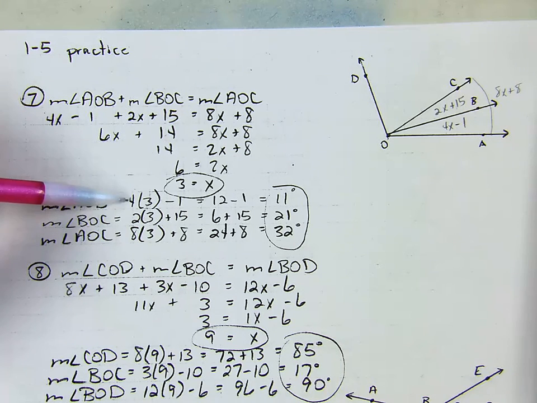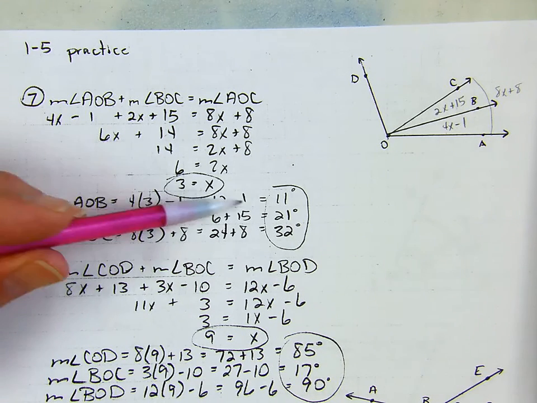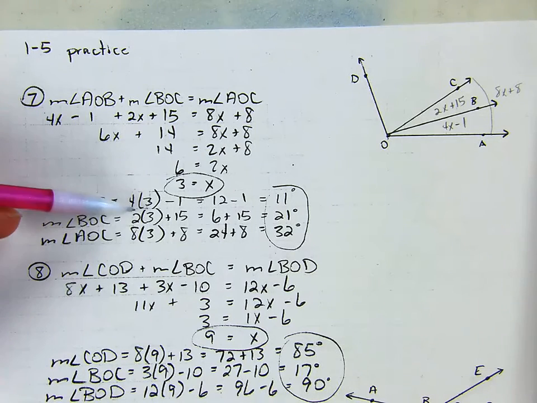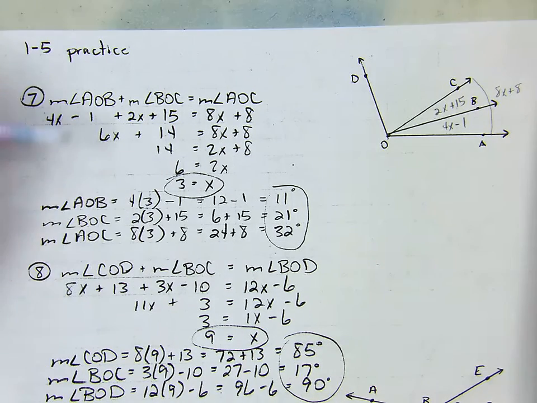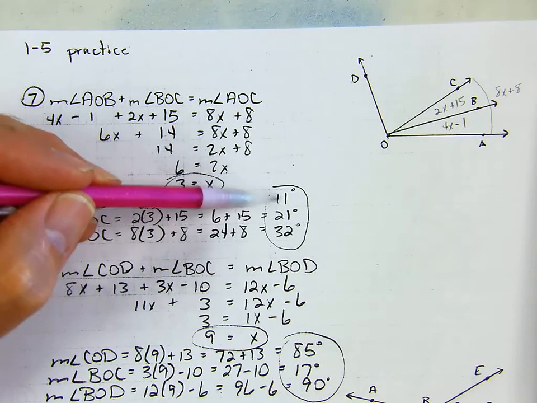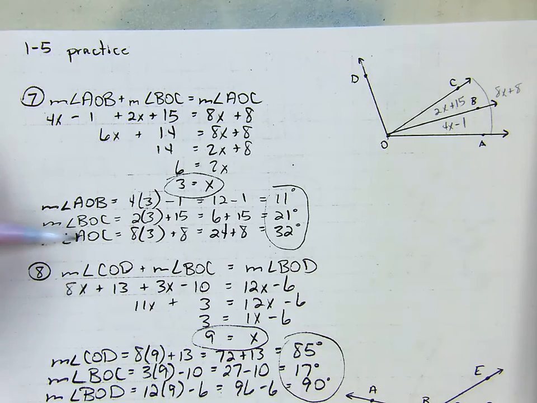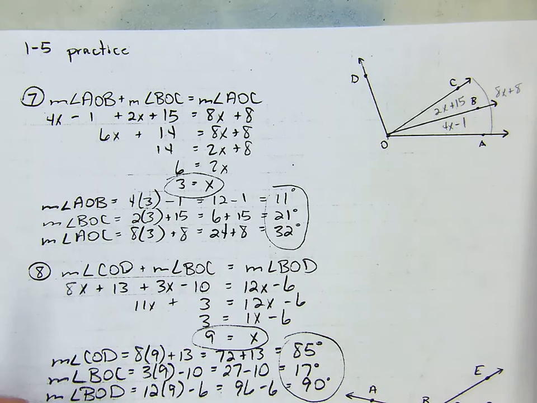Remember, AOB was 4 times x minus 1, or 4 times 3, which is 12 minus 1, or 11. BOC was 2 times x plus 15, or 2 times 3 plus 15, which is 6 plus 15, 21. And then AOC, of course, we know it's going to be 32 because it's the sum of these two. But to make sure that we did it right, it was 8 times x plus 8, or 8 times 3 plus 8. 8 threes is 24, plus 8 is 32. So everything worked. There's the measures of the angles, and there's the value of x. And it works that the two smaller ones add up to be the larger one.